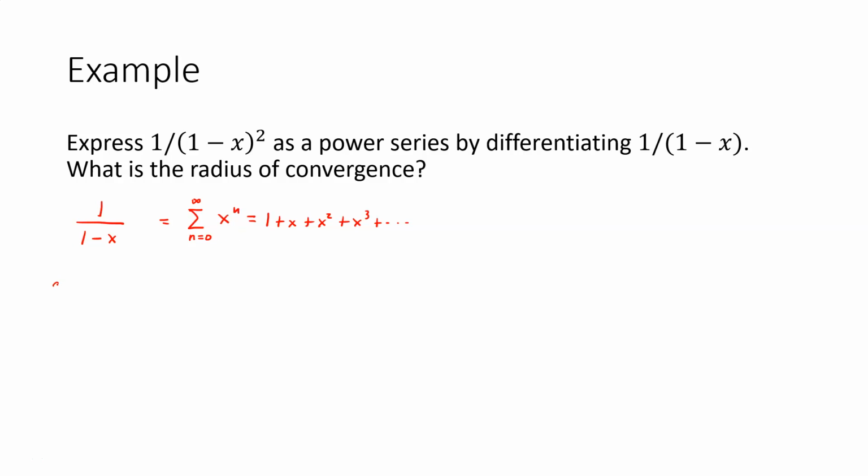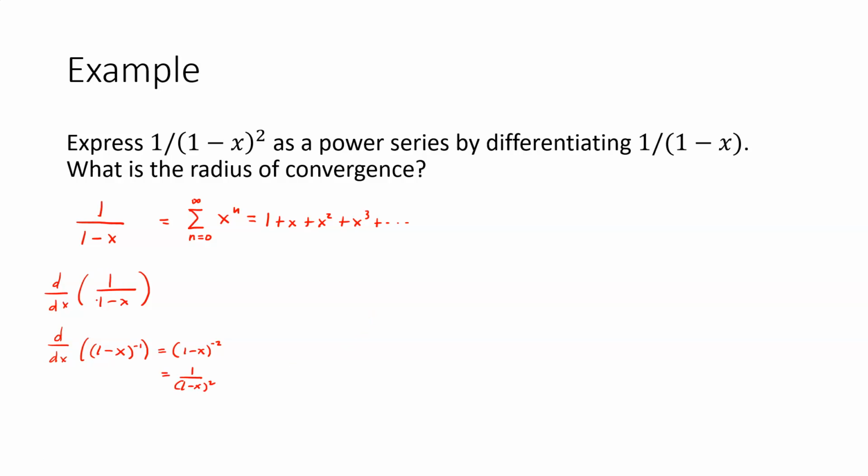So if I take the derivative of 1 over 1 minus x, what do I get? Well, we can think of this as the derivative of (1 minus x) to the negative 1 power, which will be negative (1 minus x) to the negative 2 power, and then times the derivative of 1 minus x, which is negative 1. So that changes it to a positive (1 minus x) to the negative 2 power, which is really just 1 over (1 minus x) quantity squared.